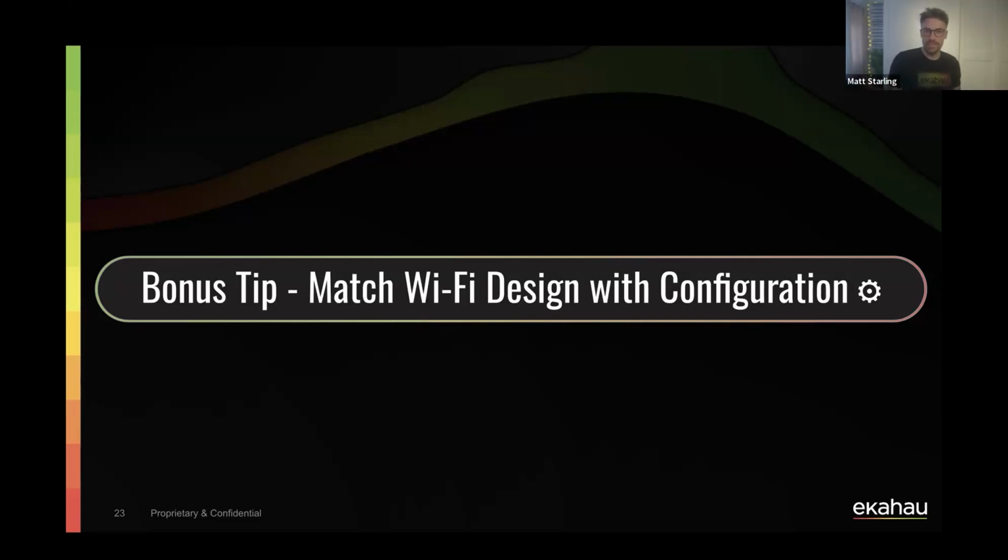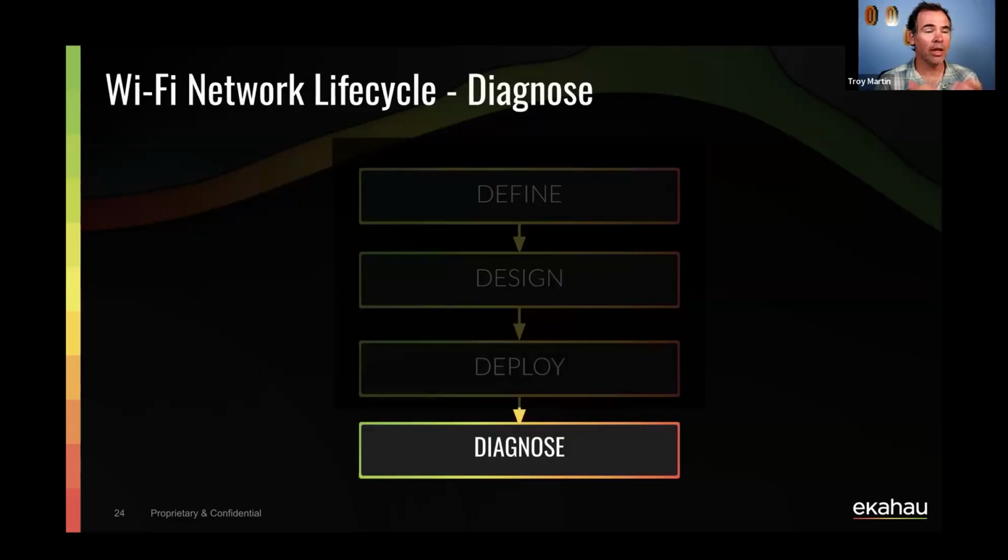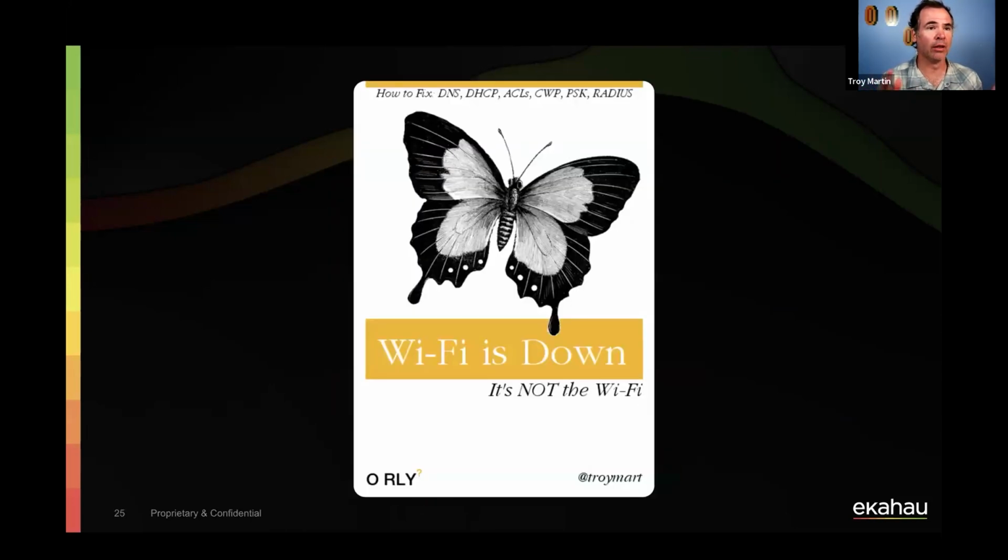And I think that moves us on to the next D, Troy. Yeah, so once you've validated your design and now you're in production, over time the RF conditions may change, the user requirements may change, and the types of devices or applications being used continue to evolve. So it's very important that you do some regular diagnosis of your network, which is essentially troubleshooting, right?